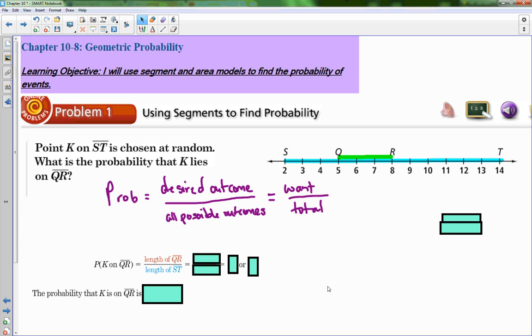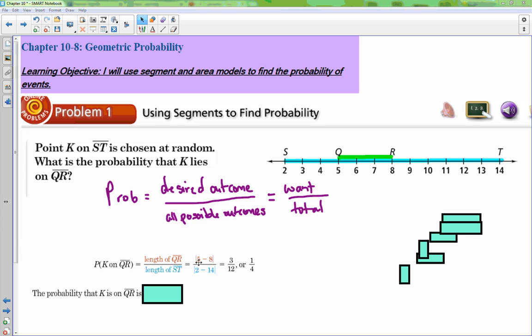And then our total possible outcome is the length of ST. So the length of QR is 5 minus 8, absolute value because we're talking about distance. And the length of ST is 2 minus 14, absolute value because once again it's distance. 5 minus 8 is 3. 2 minus 14 is 12, and that is 1/4. Alright, so the probability that K is on line segment QR is 1 out of 4, or 25%.